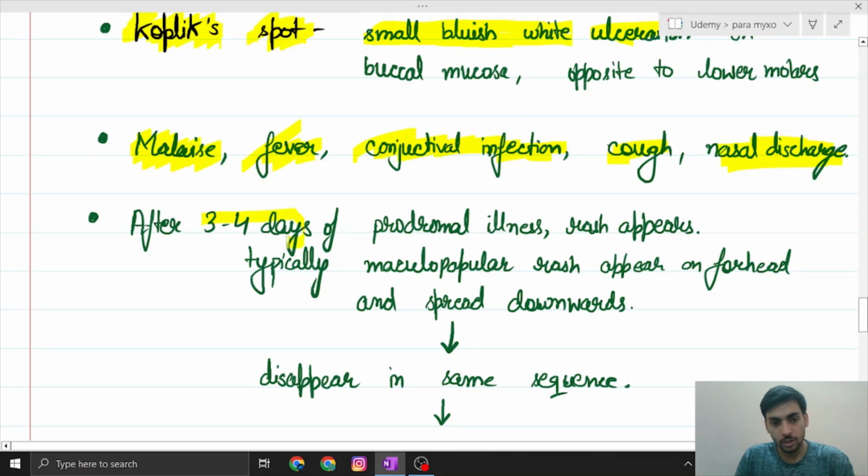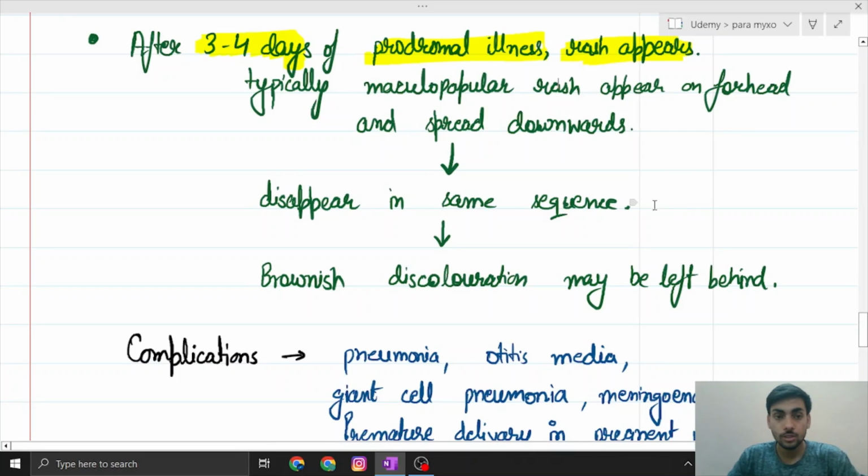After about 4 days of incubation, prodromal illness is seen in the patient and rashes appear. These rashes are the visible feature of measles. Typically they are in the form of a maculopapular rash, which starts from the forehead and spreads downwards. They disappear in the same sequence, and most of the time they leave behind a brownish discoloration of the skin.